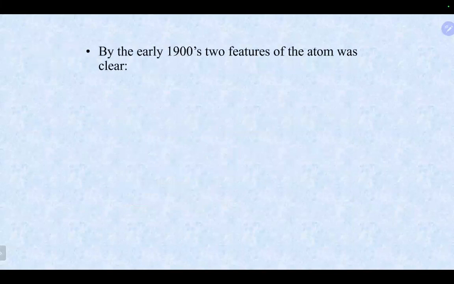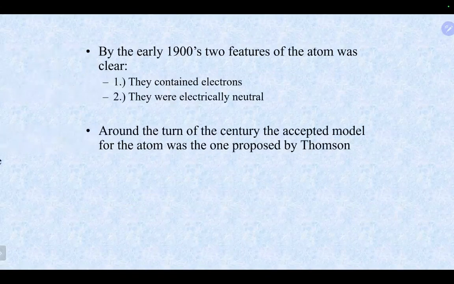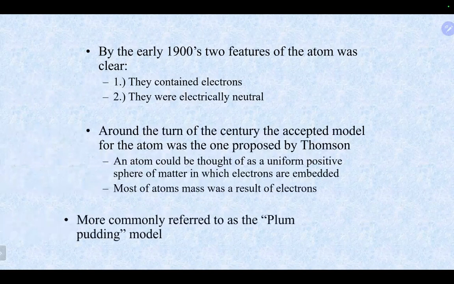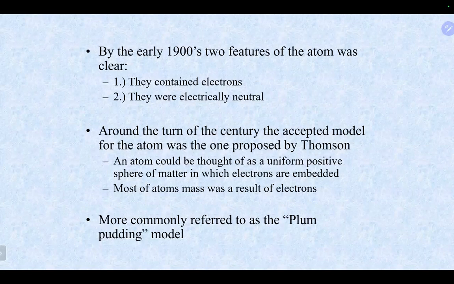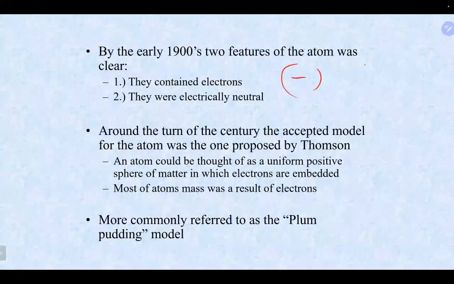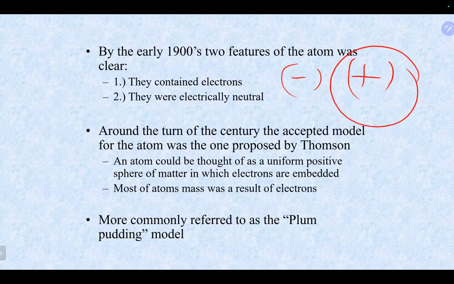So let's talk a little bit about the proton and the nucleus. By the early 1900s, two things were really thought of about the atom. Obviously, from our experiments with the cathode ray tube, atoms contain negatively charged electrons, and they were also believed to be electrically neutral. So if the atom contained negatively charged electrons, there had to be something of a positive nature there as well to balance out all the negatively charged electrons.